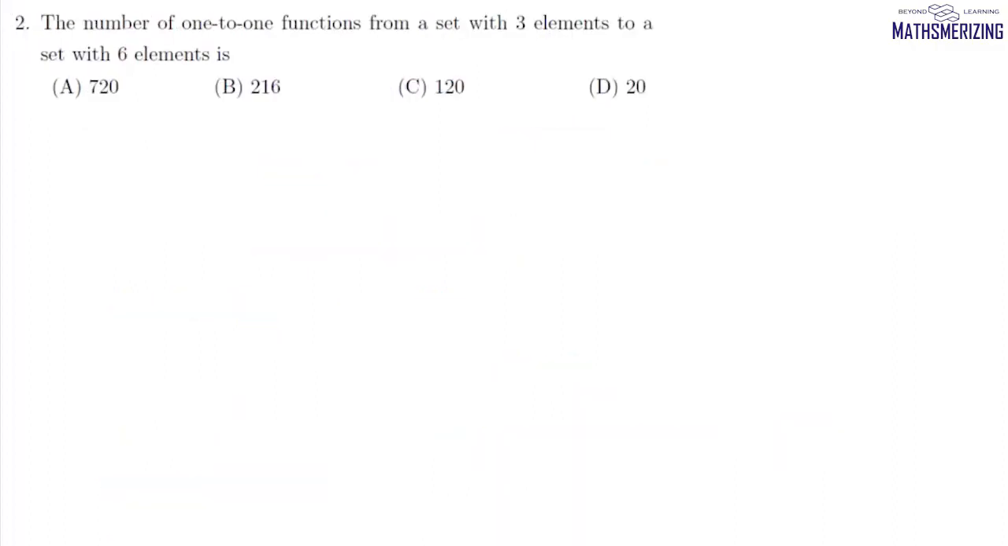Now the second question is a straightforward question. It says number of 1-1 functions from a set with 3 elements. So here we have a set with 3 elements, say A1, A2 and A3, to a set with 6 elements, say B1, B2 up to B6. Now here we need to find the number of 1-1 functions from this set A to set B.